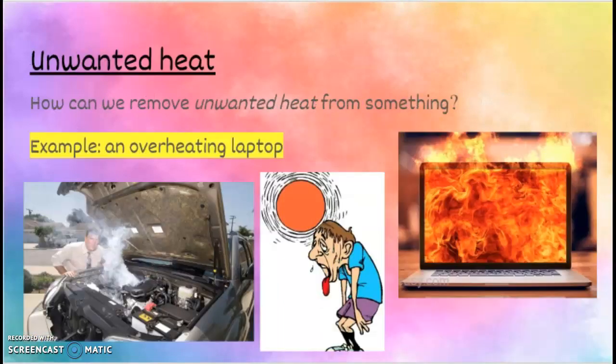Now let's talk about unwanted heat. If you ever ran outside in the summer and became really, really hot and felt like, oh my goodness, I need AC, or even at school after PE, sometimes you come in and say, Miss Oak, I need AC, right? How do we remove this unwanted heat? It doesn't just happen in human bodies, right? Laptops can get heated, or the car engine can get heated up.